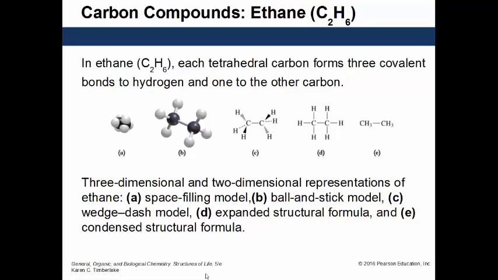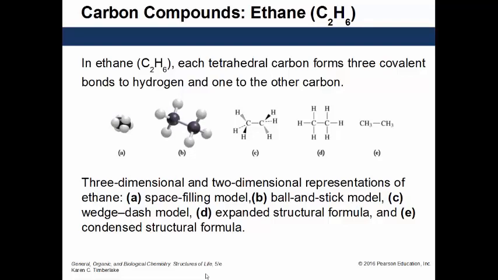Another tetrahedral carbon compound because it has four sides to it. It has three covalent bonds to hydrogen, and then one bond from a carbon to the other carbon, because there are two here. Again, these are the 5 ways to represent ethane. The space filling model here. The ball and stick model here. The 2 carbons here, and of course the whites are the hydrogen.